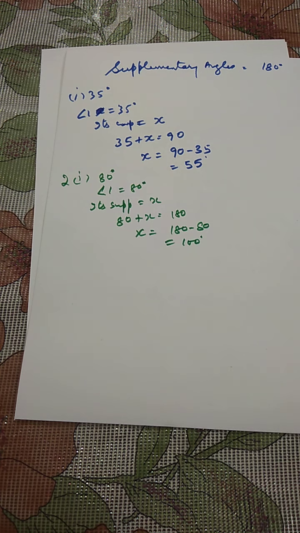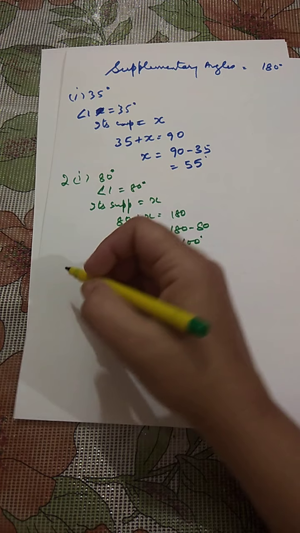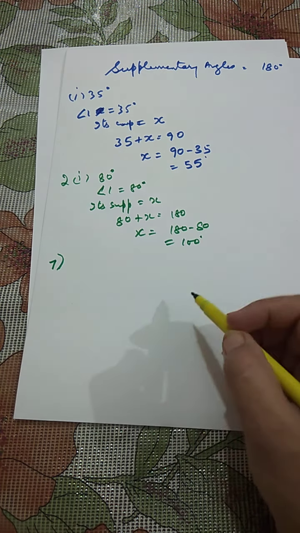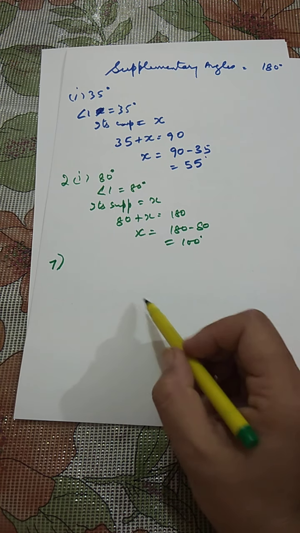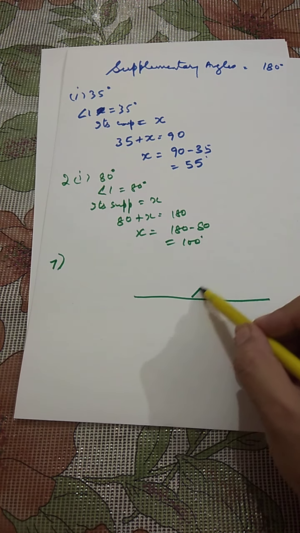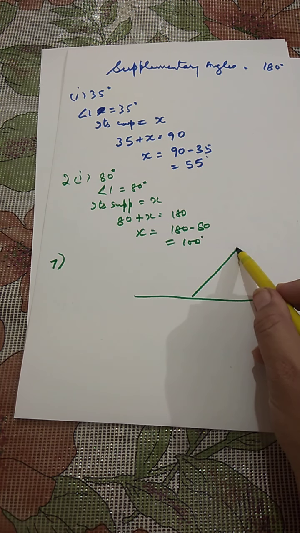Now this is finding complementary and supplementary angles. Now you will come across the questions. I will be sharing with you a PDF for the detailed questions. I will be explaining only the concepts over here. Now I will be doing the 7th question over here. I will draw the figure over here.